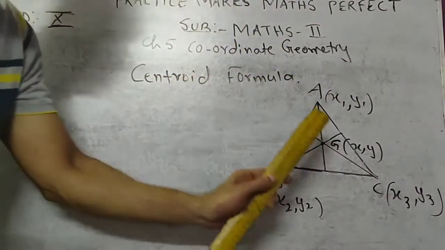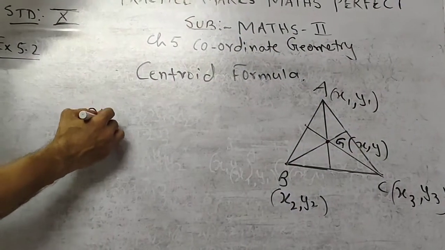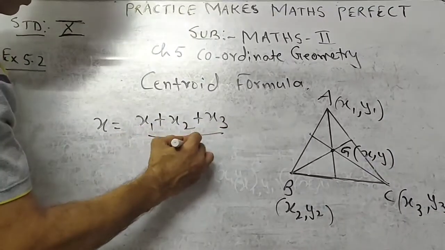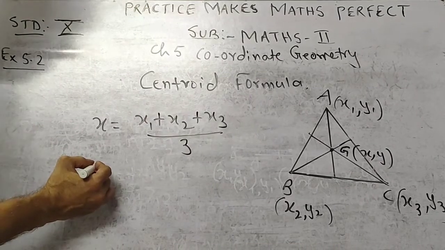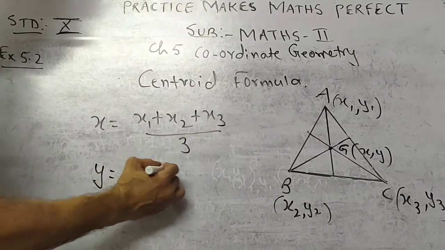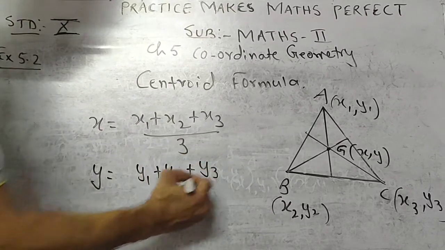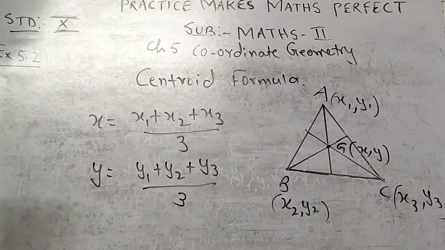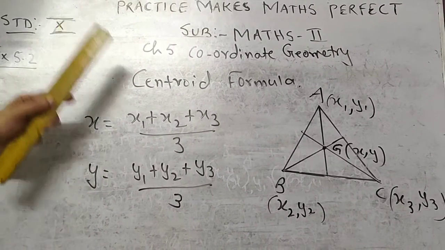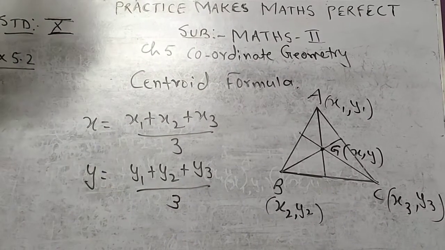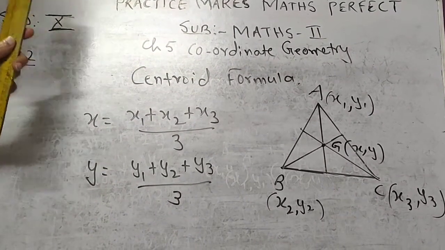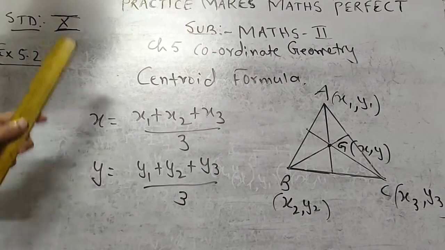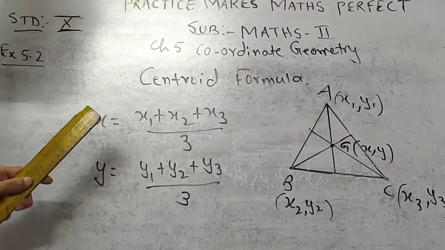Now to find out the value of x, you will use the formula x is equal to x1 plus x2 plus x3 upon 3. And for y, you will write y is equal to y1 plus y2 plus y3 upon 3. Very easily you will get the answer for x and y. So this is called your centroid formula. These are the three main basic concepts related to practice set 5.2.